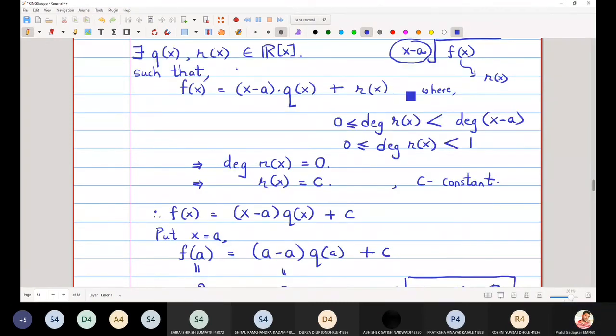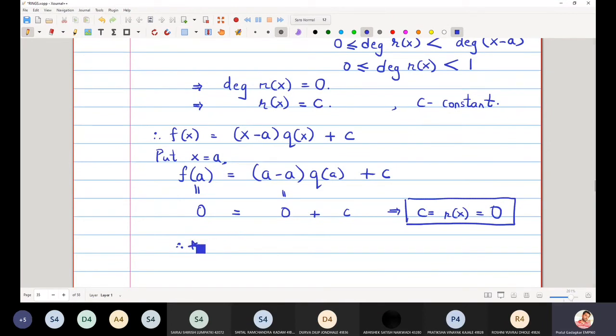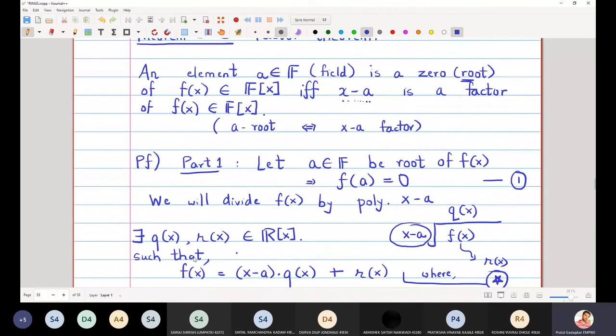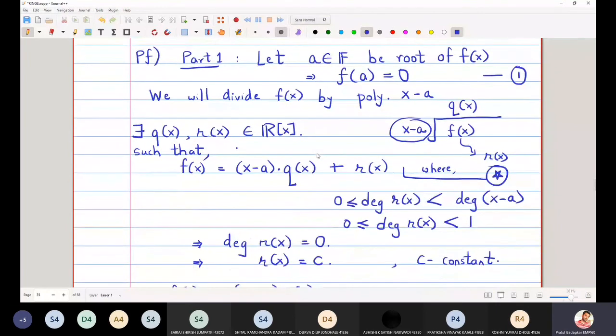Therefore, this step, we'll call this step star. This step star becomes f(x) is equal to x minus a into q(x). The remainder has gone out from the picture because the remainder is now 0. We have proved that the remainder is equal to 0. And if you observe this carefully, this will indicate that x minus a is a factor of f(x). So we have proved the first part. In the first part, we have assumed that a is the root, and we have proved that x minus a is a factor of that f(x).